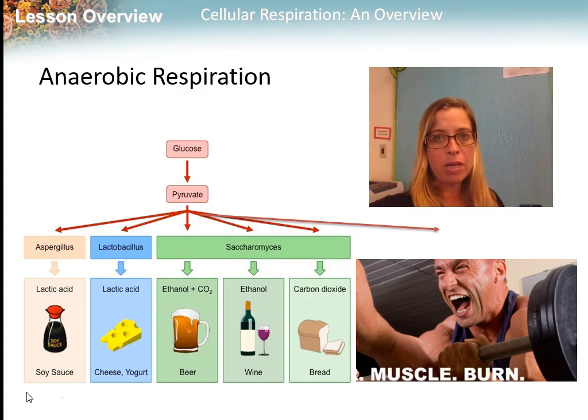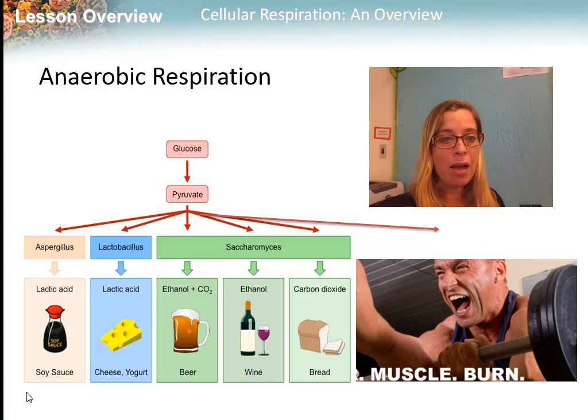Now remember, glycolysis was the process that broke down glucose into pyruvates. And in that process, 2 net ATP were made. And like I said, 2 net ATP, it's ATP, but it's not a lot. However, if you're desperate for cell energy, and this is your only option, you're going to take it.